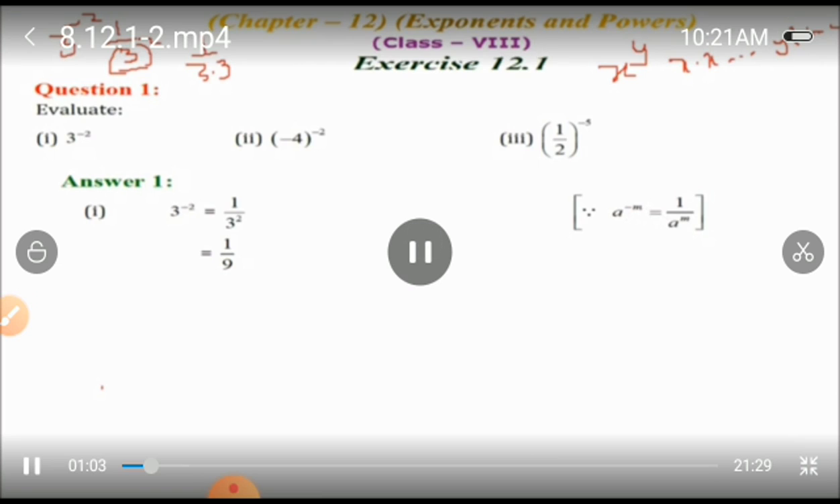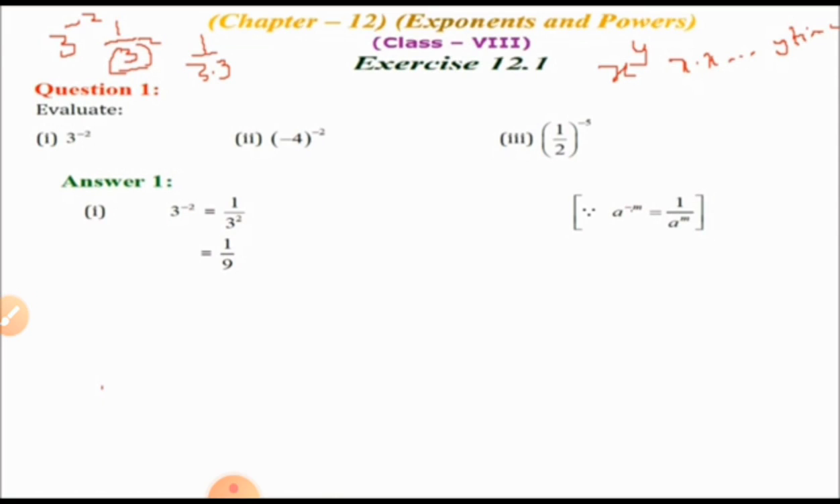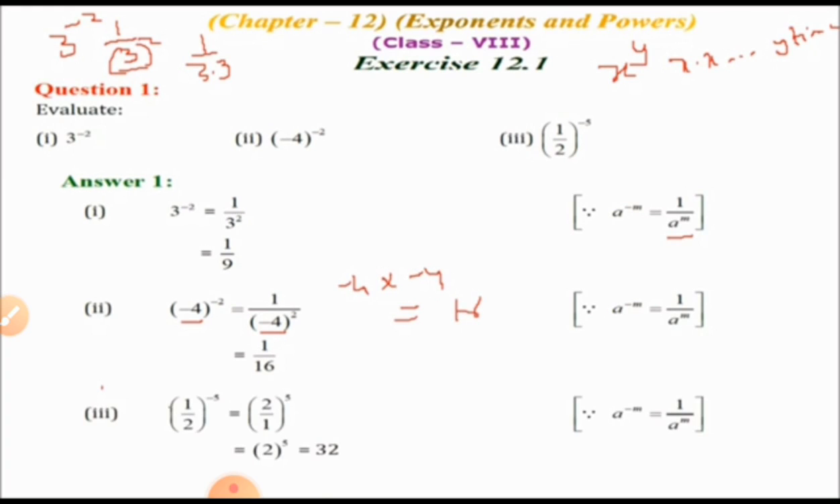Look at the second one: minus 4 raised to minus 2. Here the base is minus and the exponent is also minus. First of all, make the exponent positive. That means 1 upon minus 4 raised to 2. Now we know minus 4 into minus 4. What will be the answer? 16, because minus minus is plus.